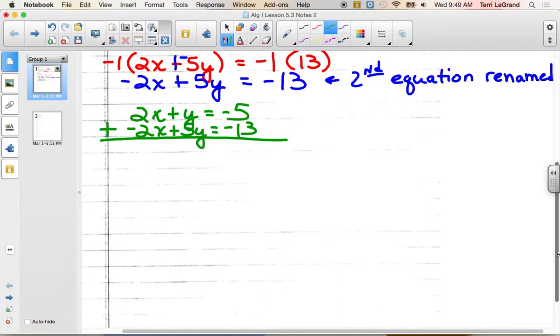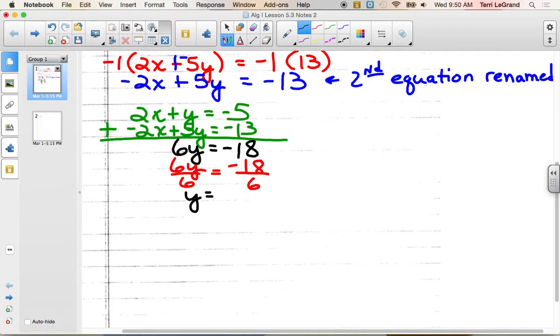And now we're in the same spot we were yesterday. We have the opposites. When we add them together, the x terms are going to eliminate, and the y terms, we're going to be solving for y first. I get them to add up to positive 6y equal to negative 18. Do you agree? So then we will divide both sides by 6. And we will get y equals negative 3.